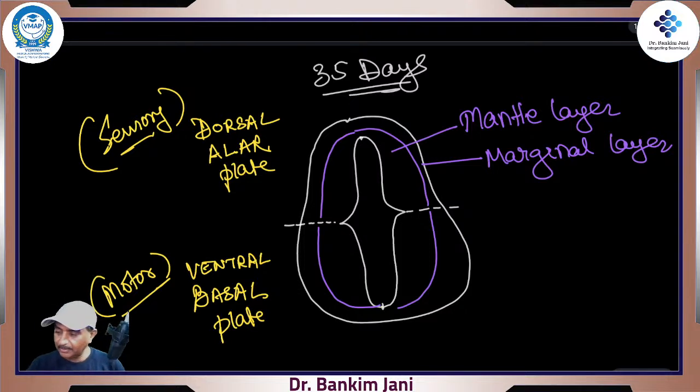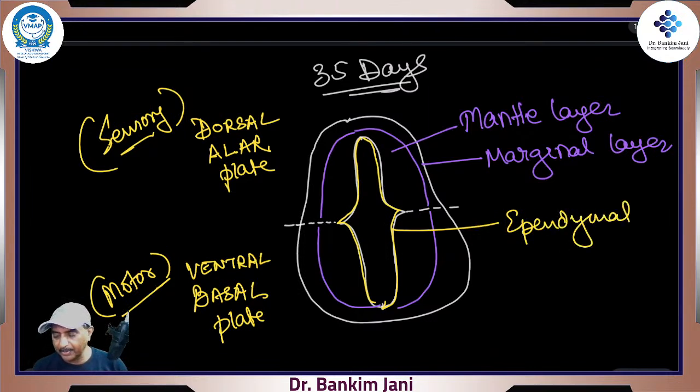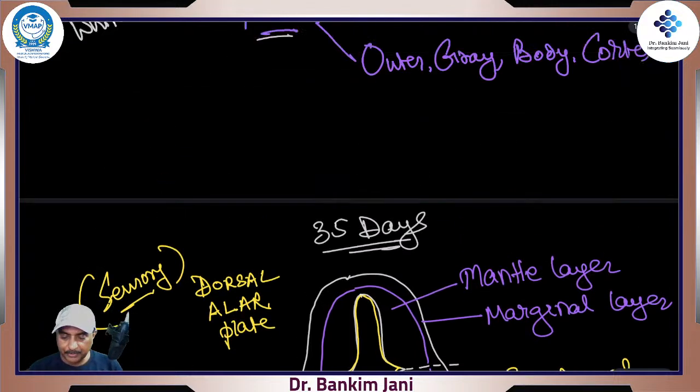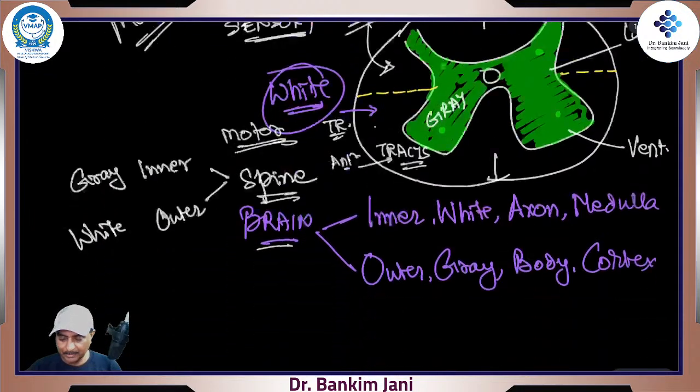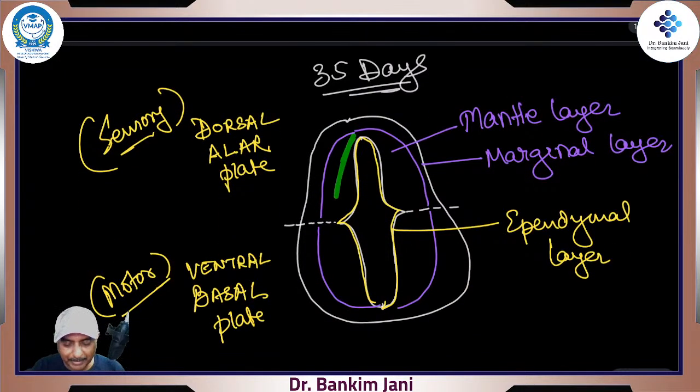And then you should not miss, there is one layer over here. It is the ependymal layer, which is next to the central canal. All you need to imagine is this. What we drew over here, this green portion, that mantle layer will form this green portion. So we just paint it like this.